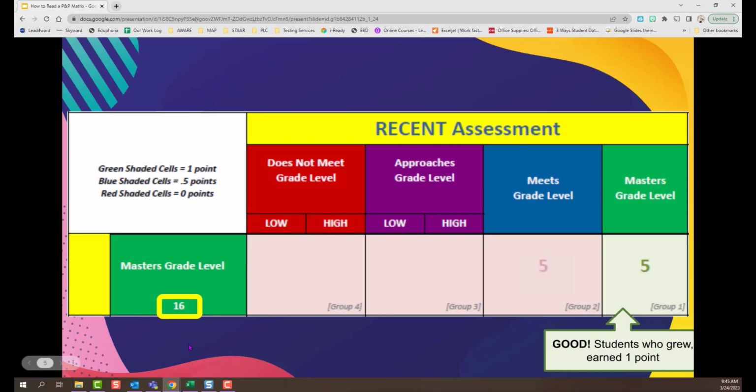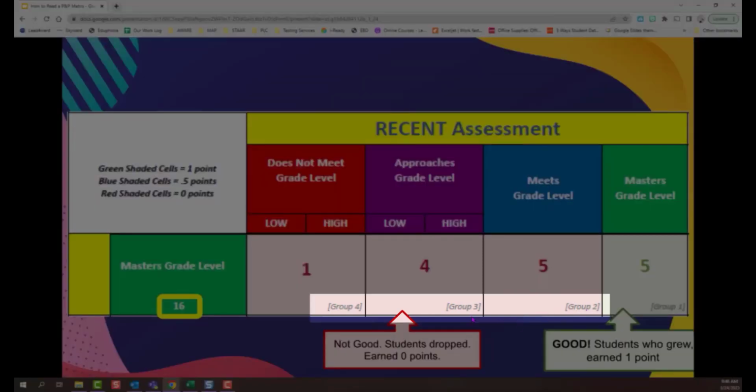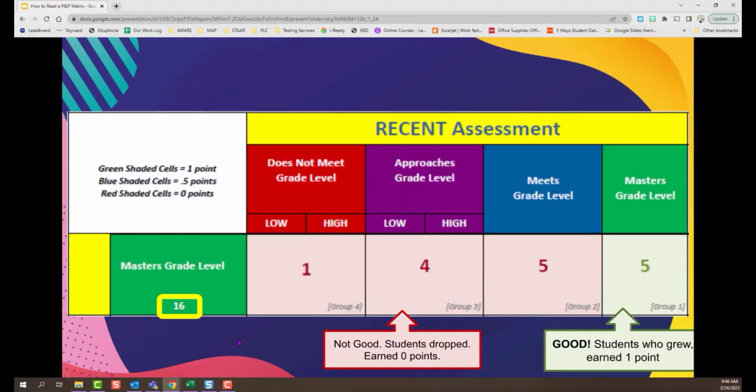But then I've got students who are falling back to meets, approaches, and I unfortunately have one in the did not meet. So those students I want to be concerned about. They're dropping. They're not getting us any points. And so I want to make note of specifically what group number those students fall into so I can identify them. So I want to go find groups 2, 3, and 4. And in a moment, I'll show you where to find those.